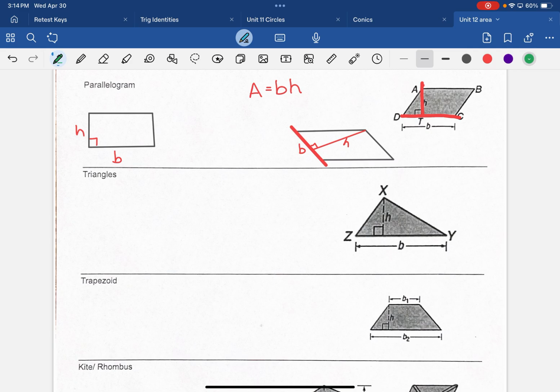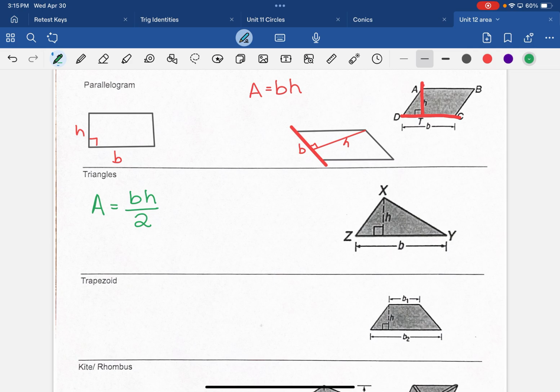Okay, so this is going to be area equals base times height divided by 2. Now, we have talked about this multiple times. What is another word for height in a triangle? Height. No, another word for height. Oh, the altitude. The altitude, okay?